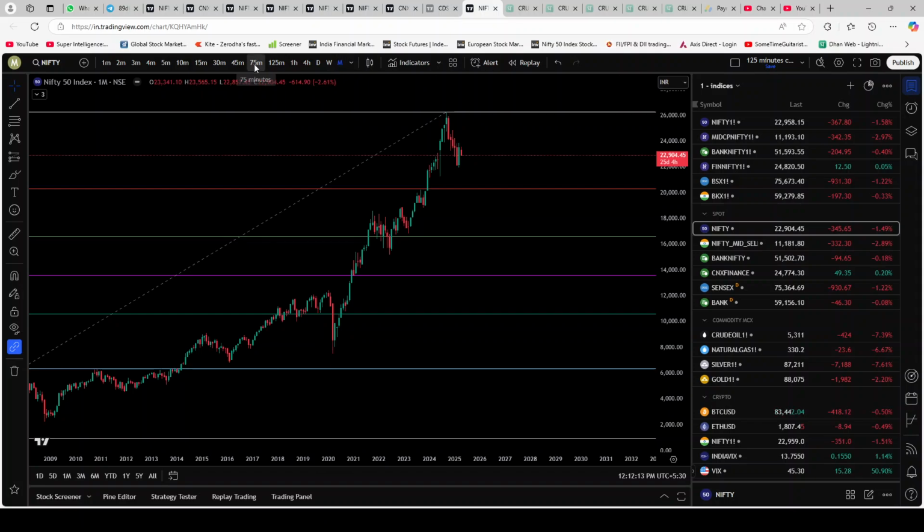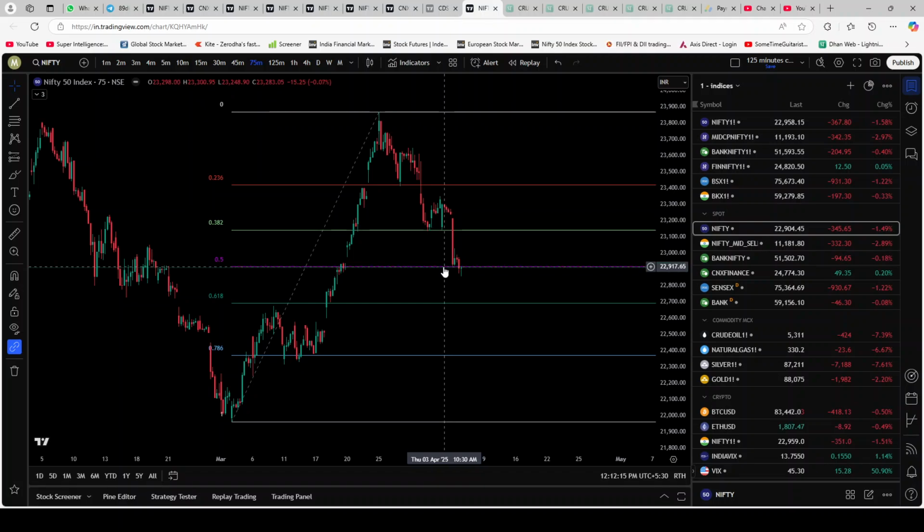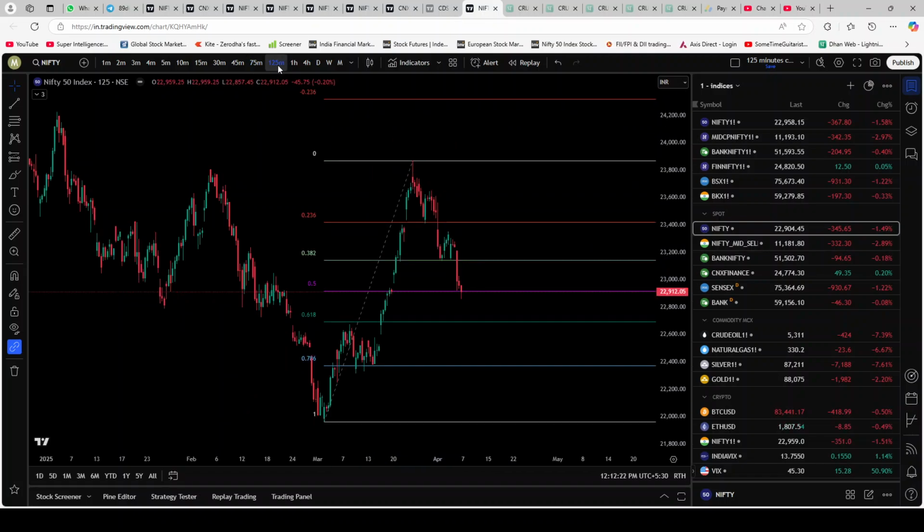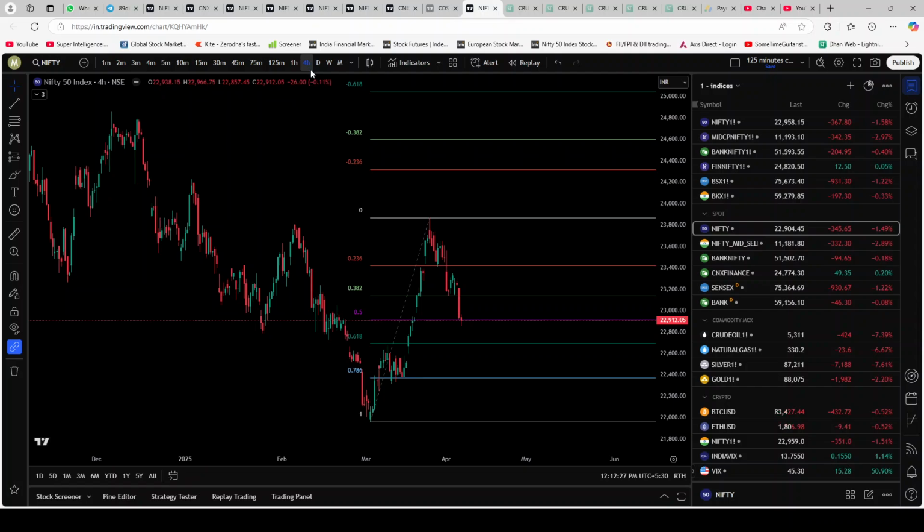Now let me just switch to 75 minutes again. You will see that it's pretty much giving me the same thing. Nothing is changing. The 50% Nifty is still sitting at 50%. On the 125 also it is pretty much showing me the same thing. On the 4-hour also it's pretty much showing me the same thing. It's just compressing the view. In my view, for intraday studies and short-term swings, you're much better off studying charts on 75 minutes, 125 minutes and 4-hour time frame.